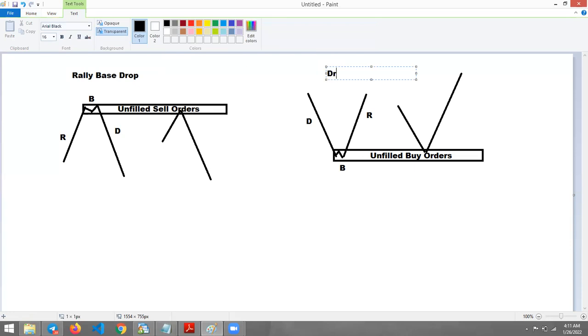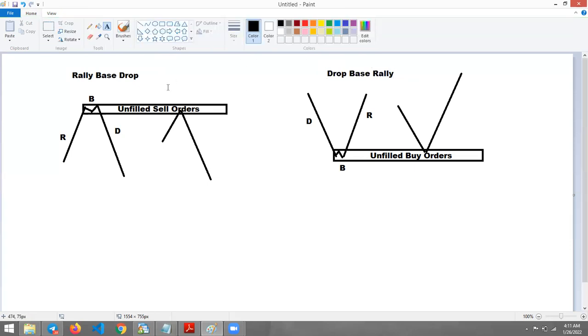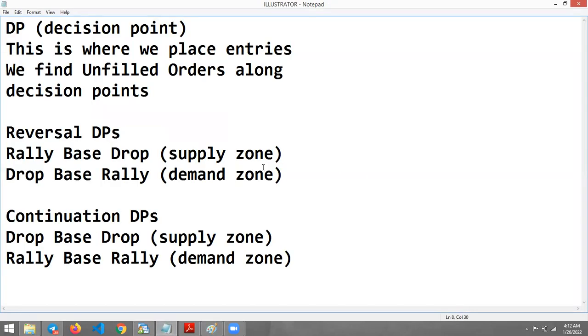We have a drop, base, then rally. So this is a supply. This is a supply zone. Then for the drop base rally, this is a demand zone. So for demand zones, we buy. Then for supply zones, we sell. So mark those differences there.